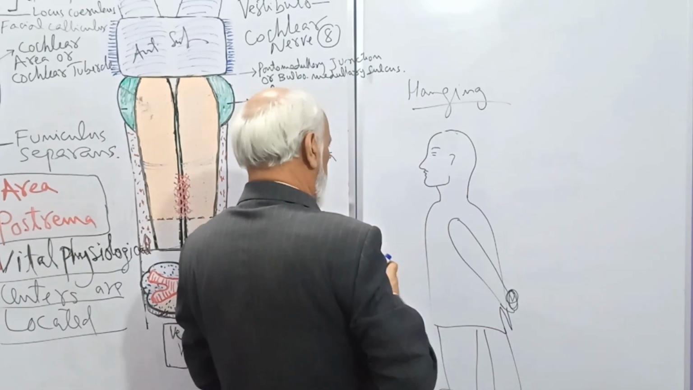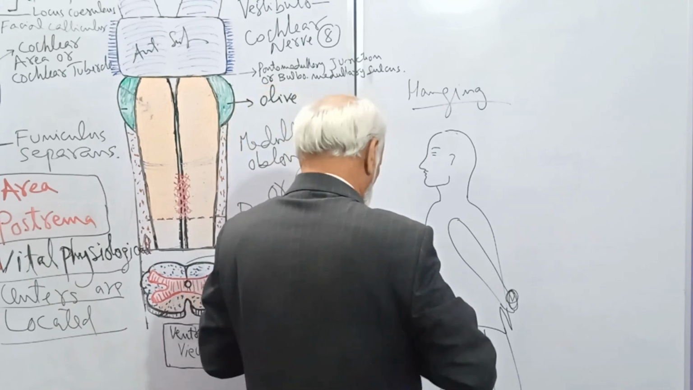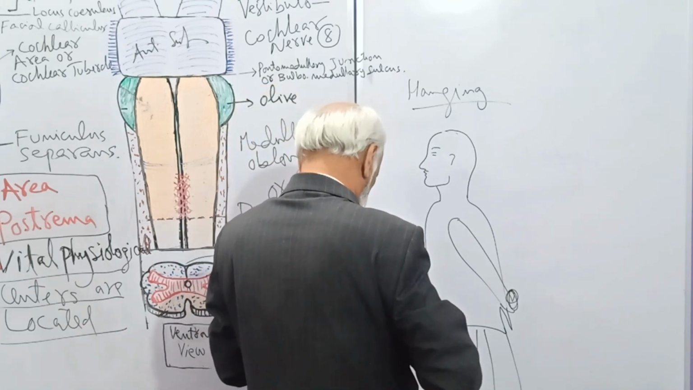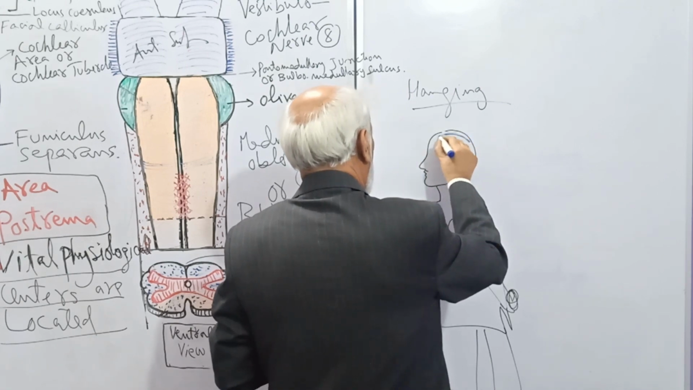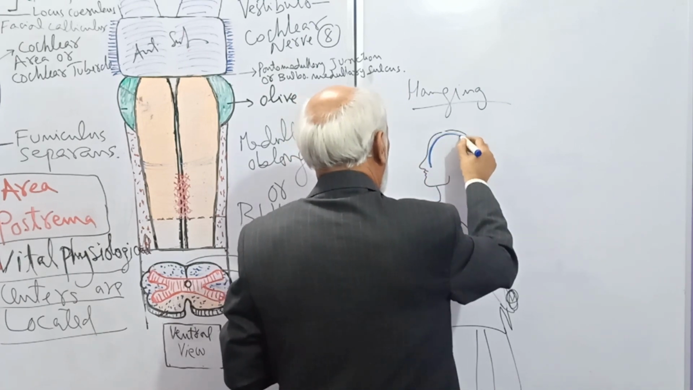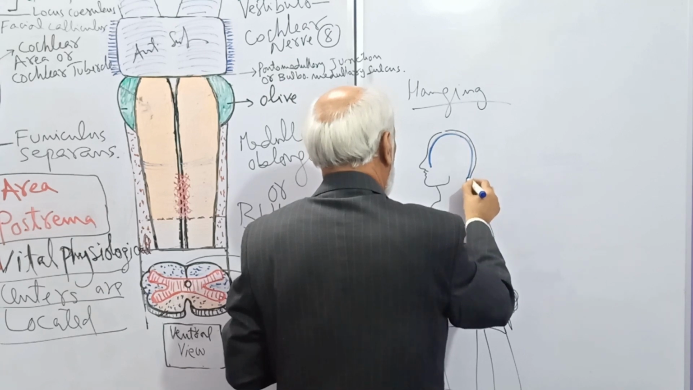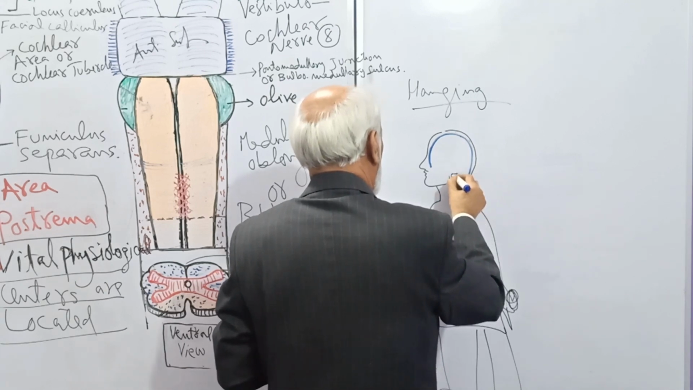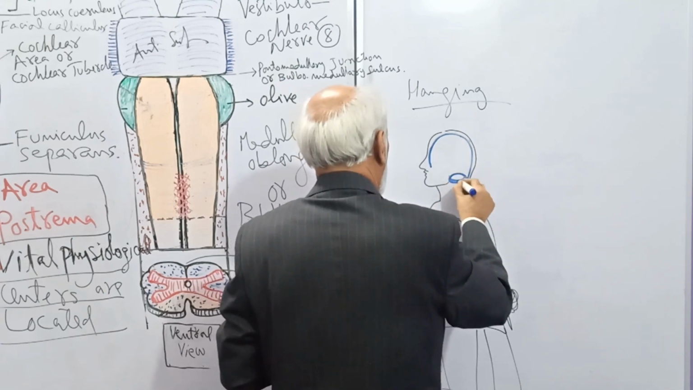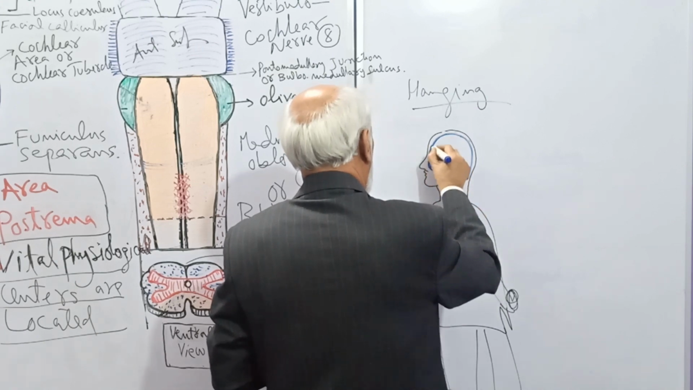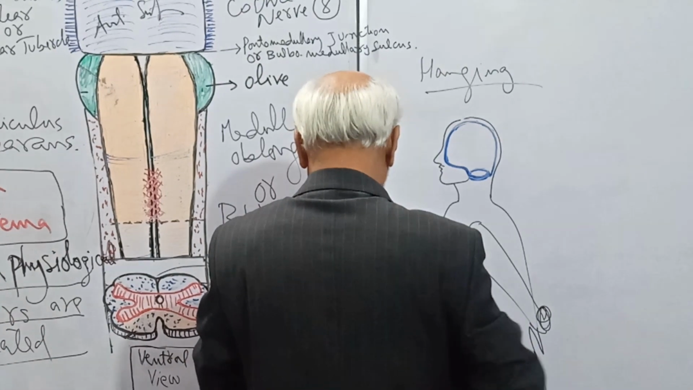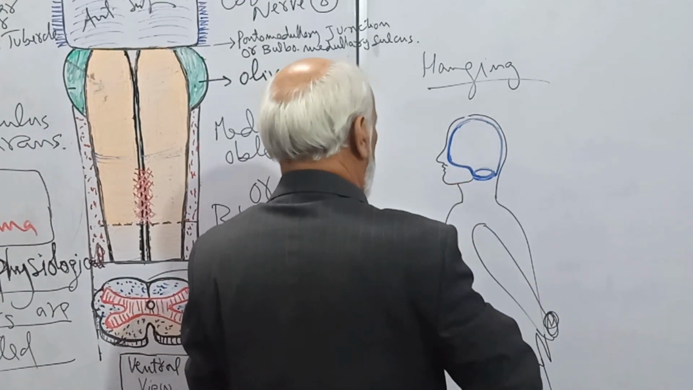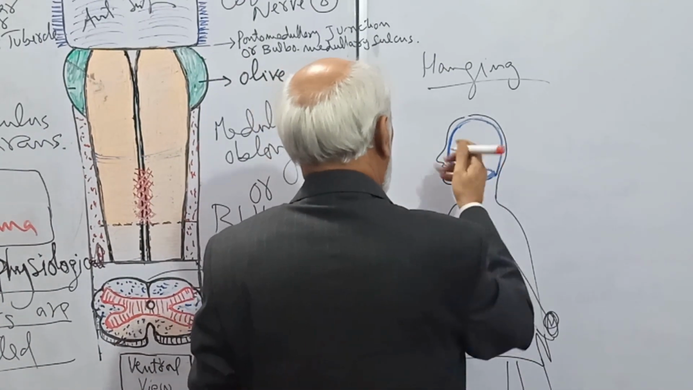Now you know here is a skull. Cranial cavity, and here is foramen magnum. Cranial cavity, and inside the cranial cavity, you know, is the brain.